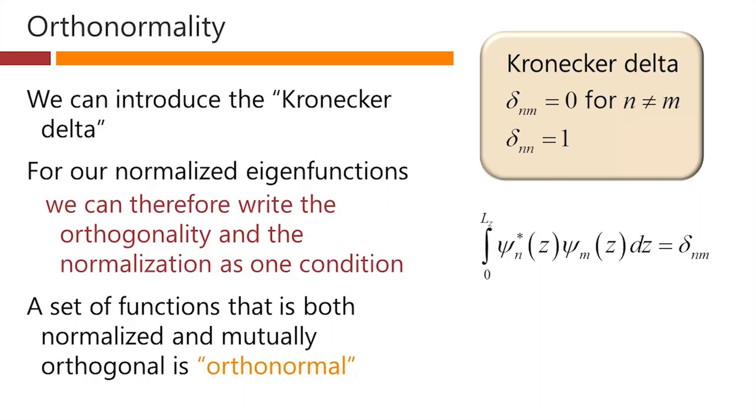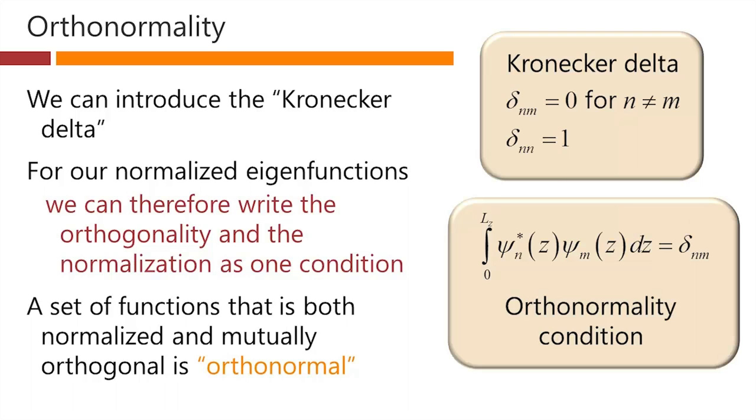A set of functions that is both normalized and mutually orthogonal is said to be orthonormal. It's just a shorthand way of stating both of those properties at once. And for a set of functions, this would be the orthonormality condition here. Orthonormal sets are extremely convenient mathematically, so most basis sets are chosen to be orthonormal. Note again, incidentally, that orthogonality of different eigenfunctions is very common in quantum mechanics. And it's not restricted to this specific example where the eigenfunctions just happen to be sine waves.